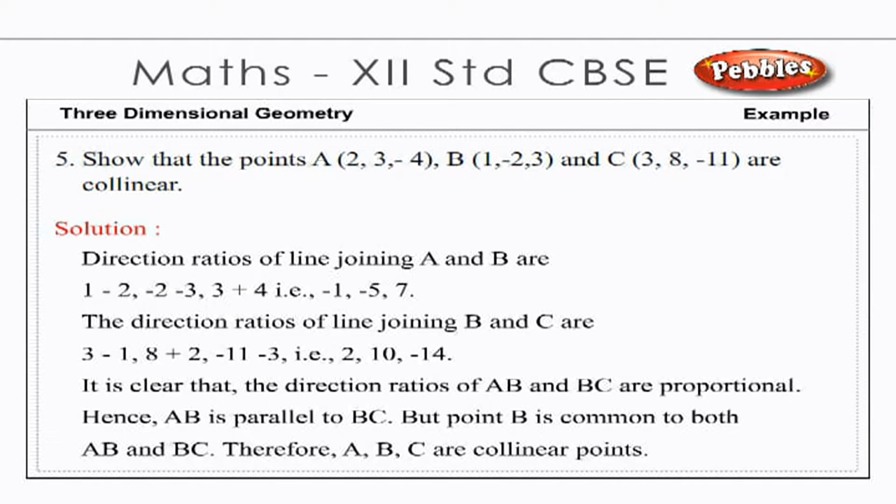The direction ratios of the line joining B and C are 3 minus 1, 8 plus 2, minus 11 minus 3, that is 2, 10, minus 14. It is clear that the direction ratios of AB and BC are proportional. Hence, AB is parallel to BC. But point B is common to both AB and BC. Therefore, A, B and C are collinear points.